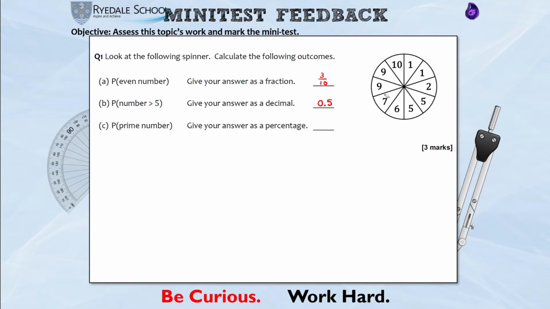Finally, part 3, a prime number. So 1 is not prime. Remember, a prime number is a number that has exactly 2 factors, 1 and itself. 2 is prime, 5 is prime, 7 is prime. So we have 1, 2, 3, 4 out of 10, and that is 40%. This is nice and easy to mark. It is 1 mark for each question.